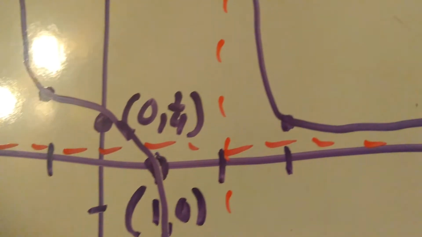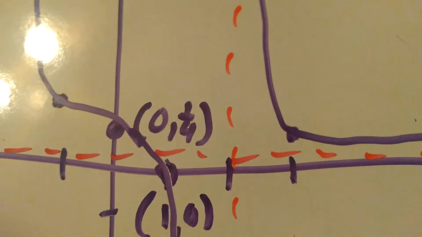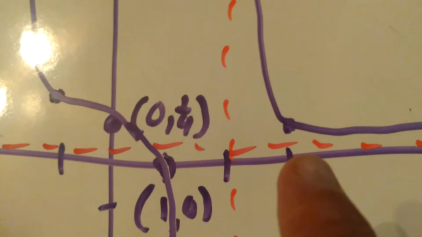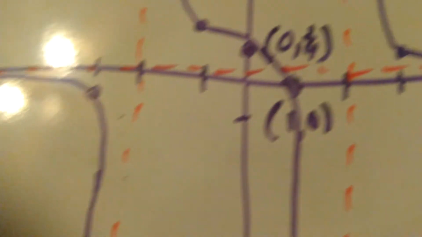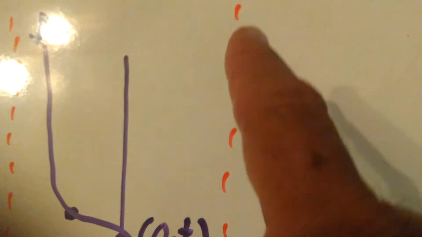Then over here, I use 3. And so when I use 3 and do the math, I get 2/5, which puts it into positive. So that's the reason I drew the graph right here.